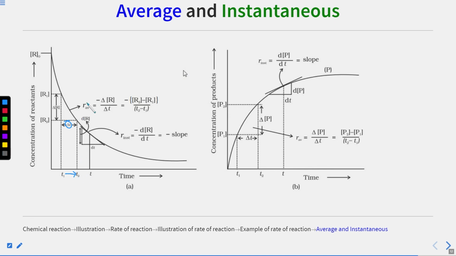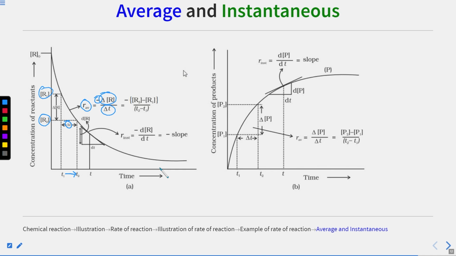If you write the average rate of reaction for this interval, then it would be initial concentration, that is R1, and final concentration R2. So it will be R2 minus R1, written as delta R, divided by delta time t along with a negative sign. So this would give you the average rate of reaction, that is R2 minus R1 by t2 minus t1.